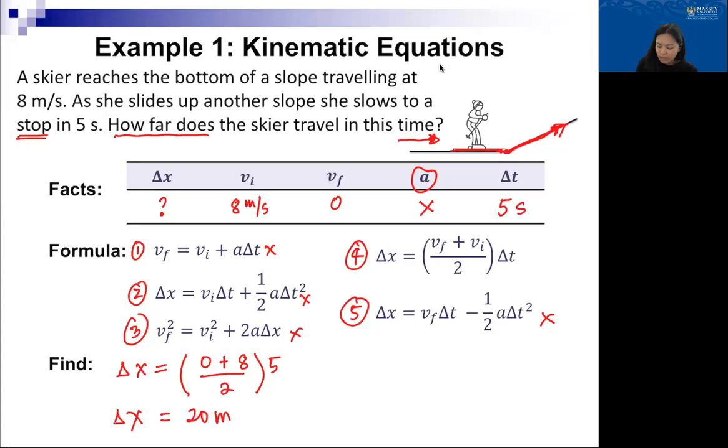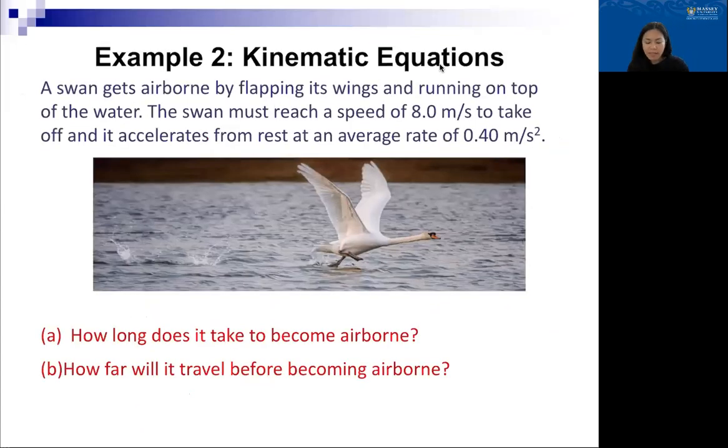All right, now let's look at this second example. A swan gets airborne by flapping its wings and running on top of the water. The swan must reach a speed of 8 meters per second to take off, and it accelerates from rest at an average rate of 0.40 meters per second squared. And we have two questions here: how long does it take to become airborne, and how far will it travel before becoming airborne?